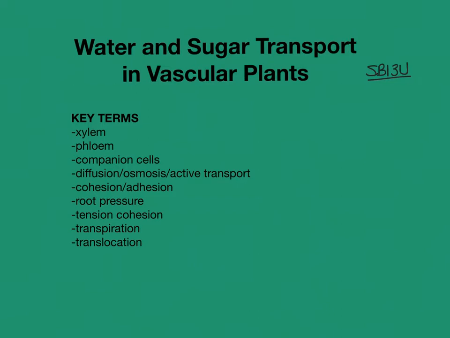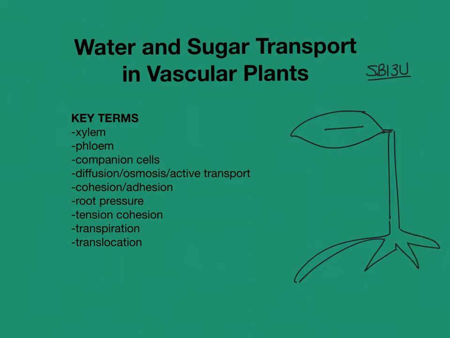If you remember a vascular plant, a simple sketch of it, I've got the leaf, the stem, and I'm just going to do some roots here. So we've got the roots down here, we have a stem, and then we have a leaf. Based on this, a plant's primary goal in the leaf is photosynthesis.